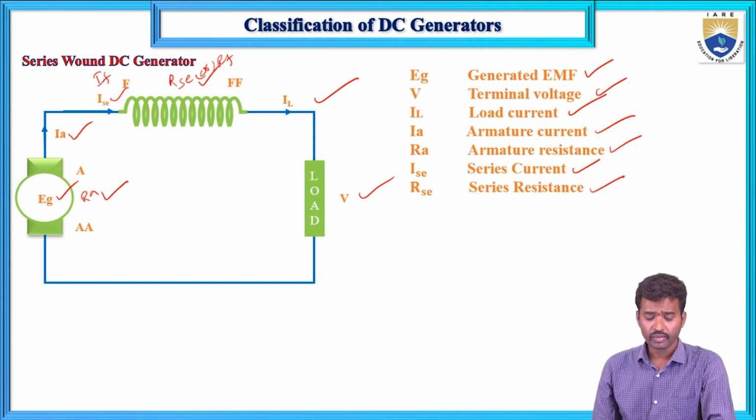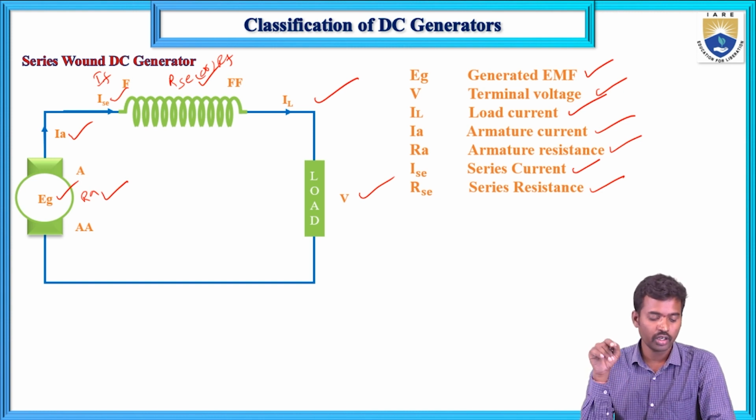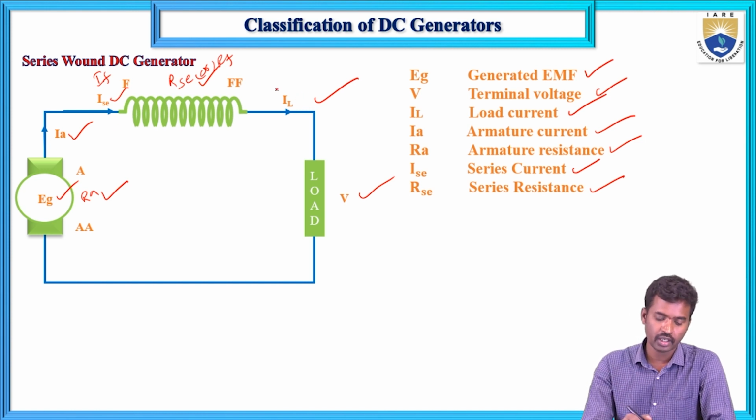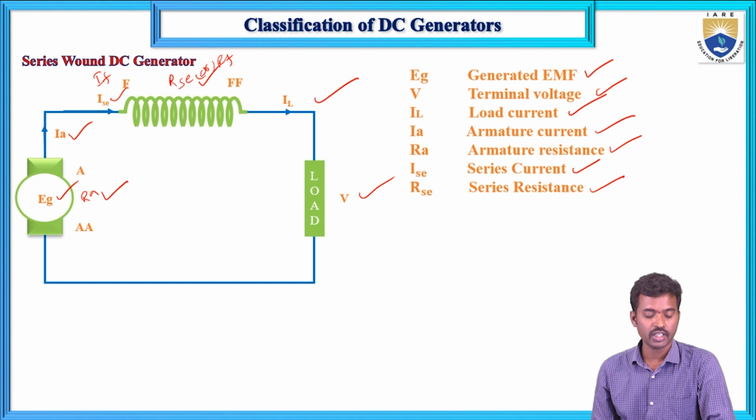Now this field winding acts as an electromagnet. This stationary magnetic field cuts the armature conductors and induced EMF is developed in the armature conductors. If there is no load, no current flows in this circuit, that is IL and Ia equal 0. But if you connect the load, then current flows in the circuit, that current is Ia and IL. Now let us see the formulas for series field current, armature current and induced EMF. These are important for all the generators.